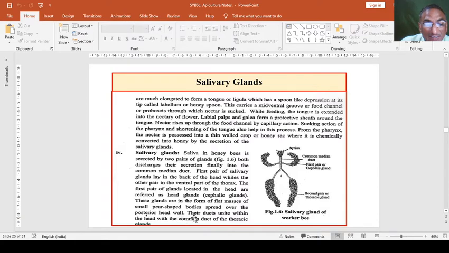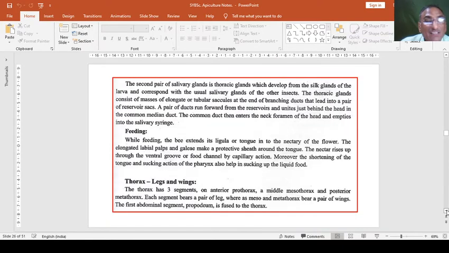Then their ducts unite within the head with a common duct. All these ducts unite and form a common central duct, which lies from the head to the thorax, and therefore it is called the thoracic duct. This is bifurcated posteriorly in the thorax region. So this is about the salivary glands.